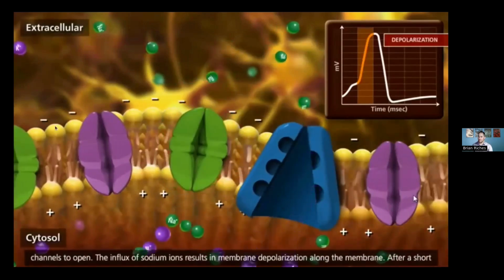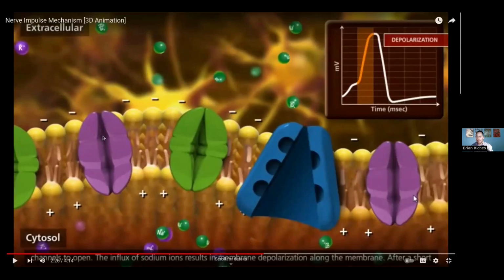channels to open. So to repeat that in just more plain language, as the ions come in here and it gets more positively charged, it opens up the next gate. So the positive charge tells the gate to open, which then in turn makes it more positive in here, which in turn opens the next gate. So it is a chain reaction. Gate open, gate open, gate open, gate open, all the way down the axon.